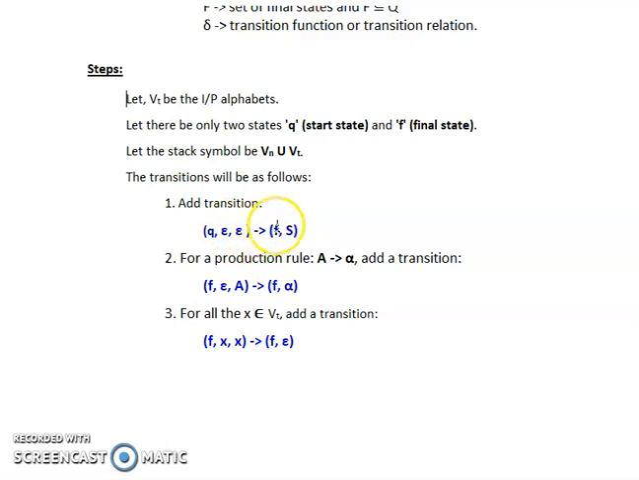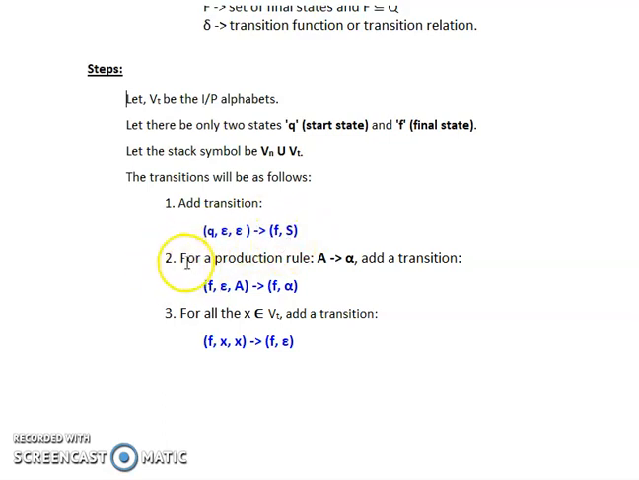Then you will move to the state f, that is your final state, and on the top of the stack the symbol will be capital S. That means epsilon will be replaced by capital S. Capital S is the start symbol of your CFG, context free grammar. So you have added this transition.